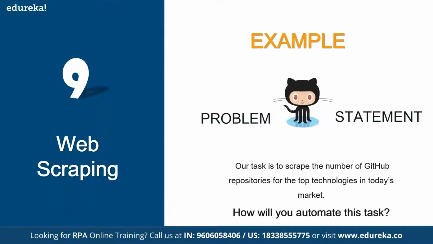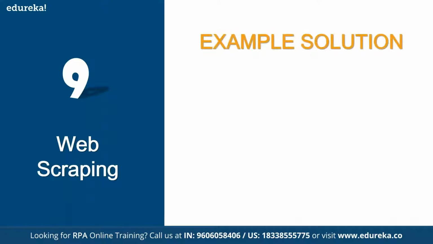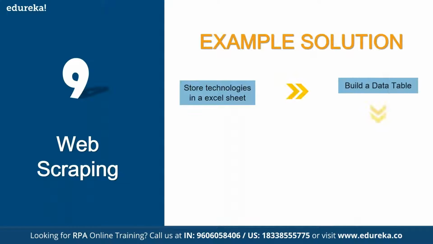So where you have a task, okay, you would like to extract the top technologies that you have in the market right now, which are associated with GitHub repositories. Okay, you would like to extract this information, for example. How do you do it? The solution, how you implement it, is this.